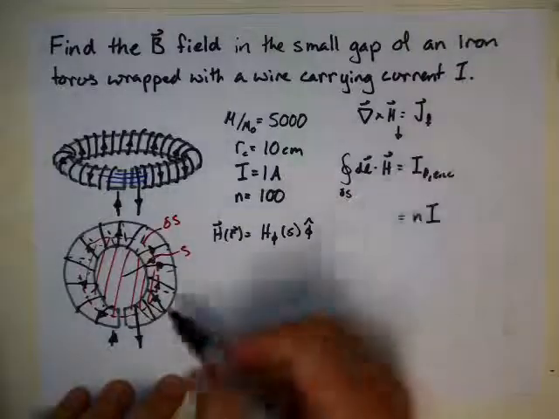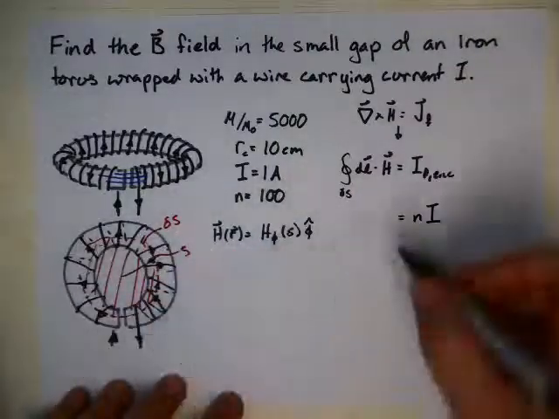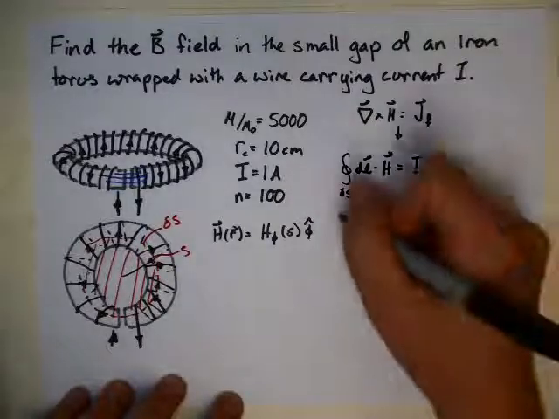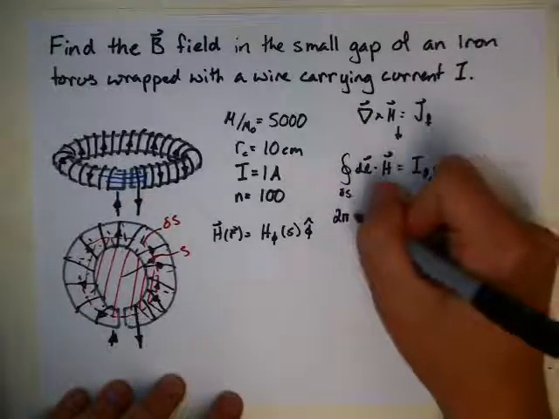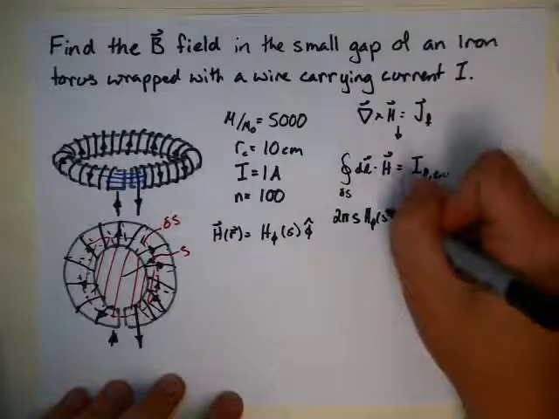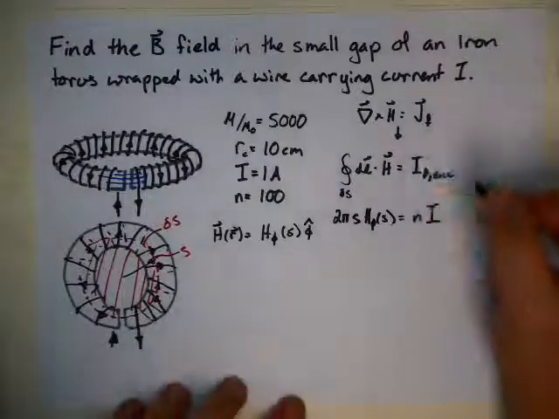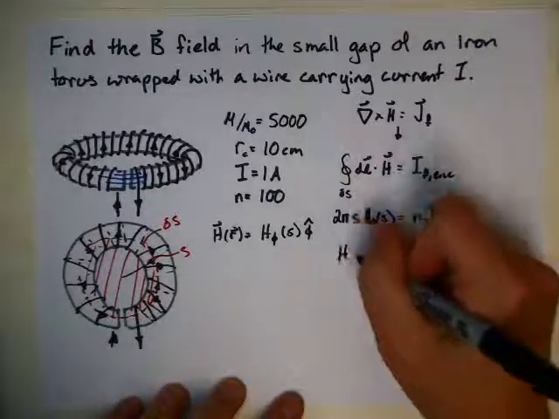When we plug that in here, it doesn't depend on the angle, so we just have the circumference multiplied by this H phi hat. So this is 2 pi S times H phi of S. And that's it. And so now we've found the H field everywhere.